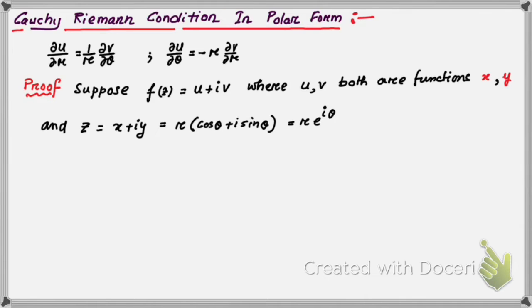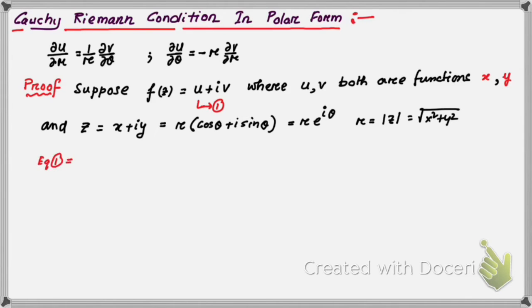So now you see, here r is the mod of z, which can be obtained by root over x square plus y square. Hope you have understood this. So this is the value of r, that is mod of z, the mod of the complex number. Let me take this one as equation number 1.